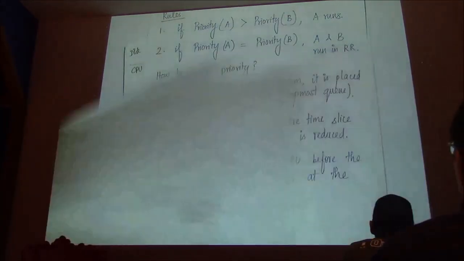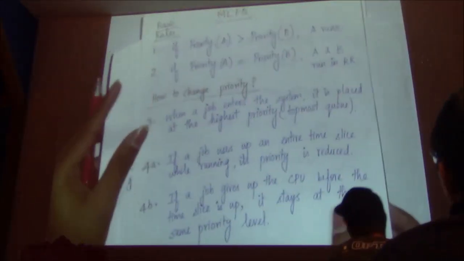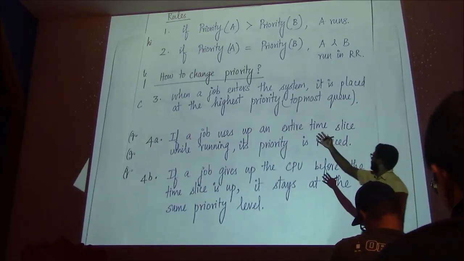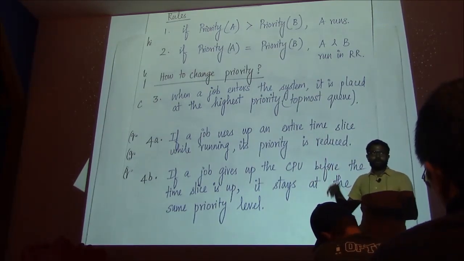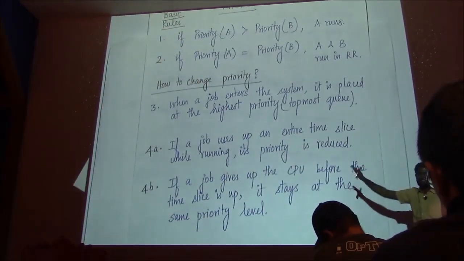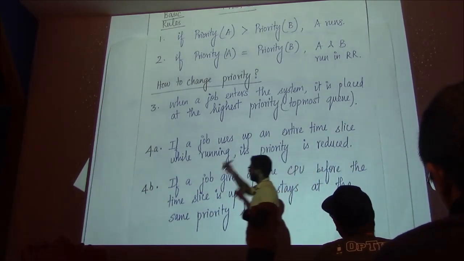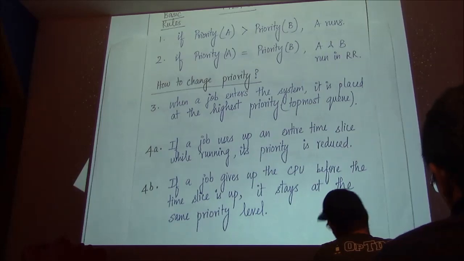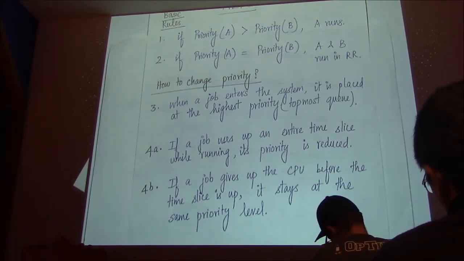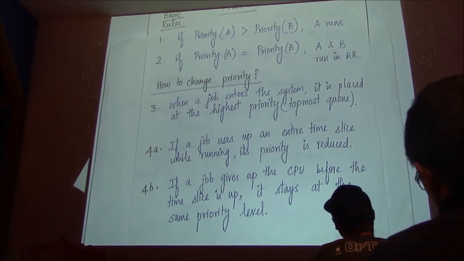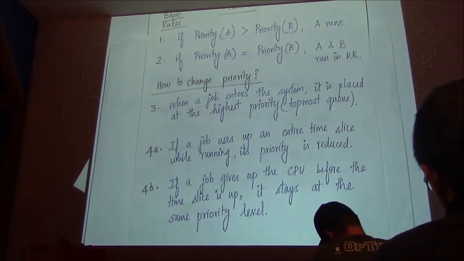So the next rules for how to change the priority are these, okay? The three rules that we have are these. The third rule says, when a job enters the system, it is placed at the highest priority, which is the topmost queue. This is rule number 3. And we have two parts in the fourth rule. Try reading this carefully because the next discussion is going to be based on these. Rule 4A just says, if a job uses up an entire time slice while running, at a particular level, its priority is reduced. And 4B just says, if a job uses up the CPU before the time slice is up, it stays at the same priority level.